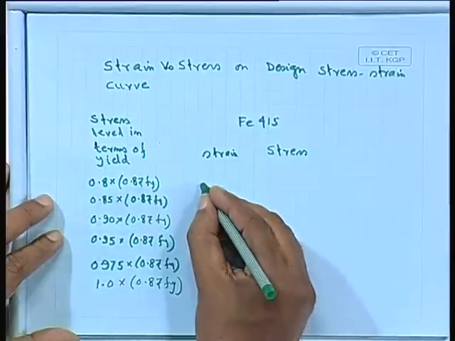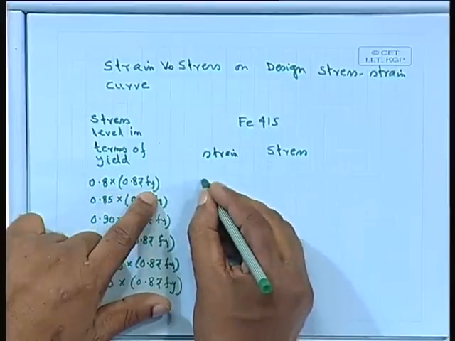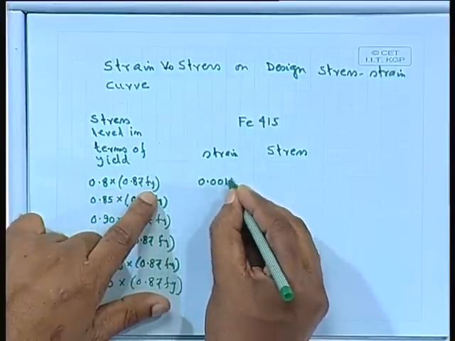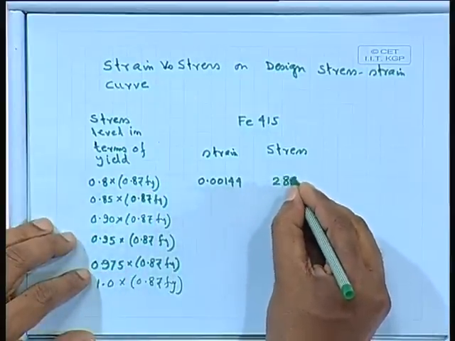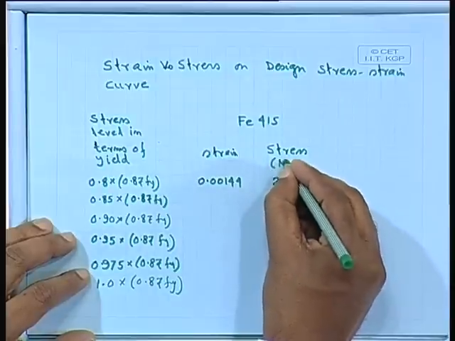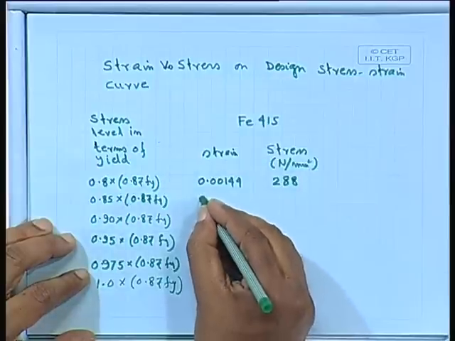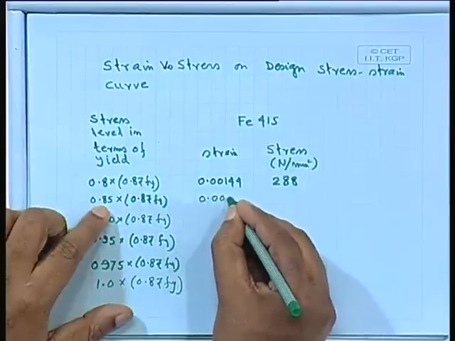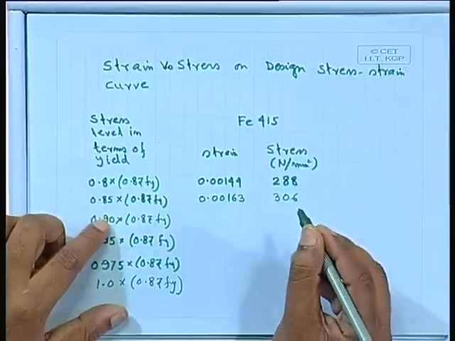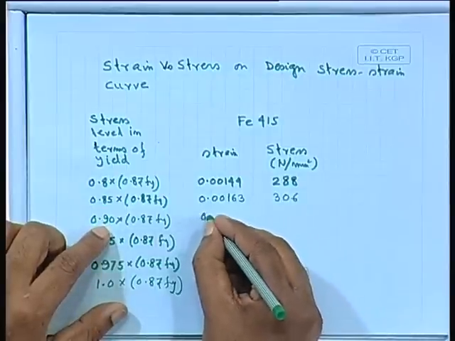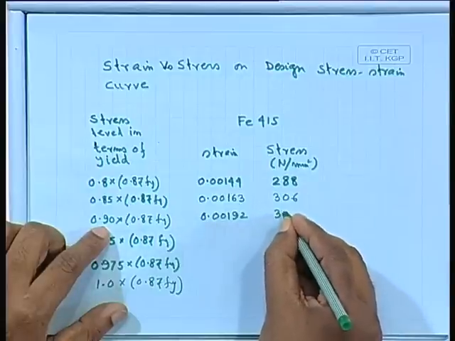We shall get at this stress level 0.8 into 0.87 fy, the strain 0.00144, corresponding stress 288. Let us give the unit. 0.00163306. At 0.9, 0.00192324.